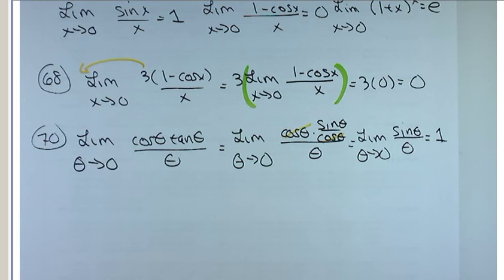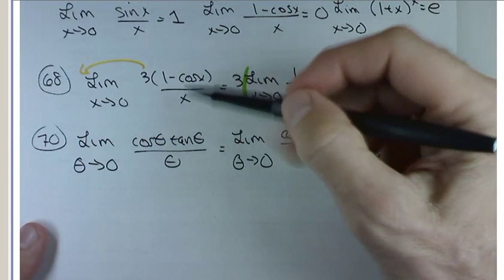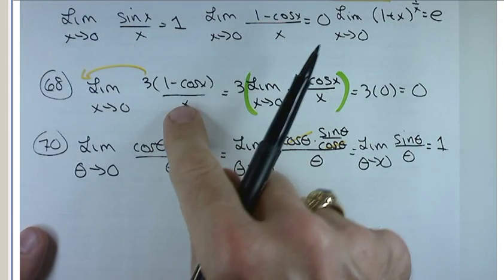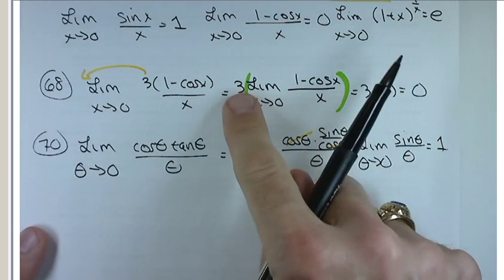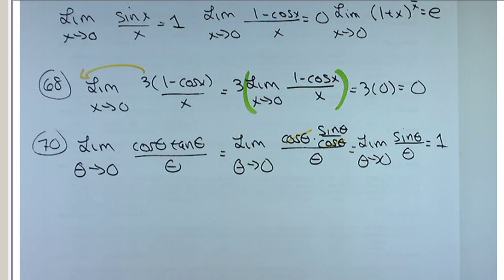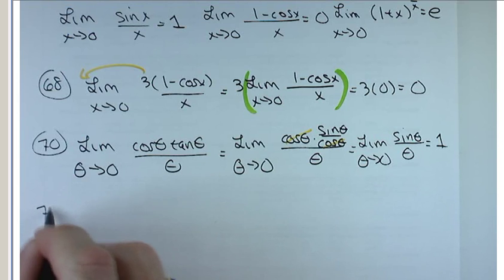Just to clarify, say for 68, instead of 1 minus cosine x, if that were just the sine, so it was 3 times sine of x over x, we would just do 3 times 1? Yeah, exactly. That's exactly right. So that's how I want you to use these things. If this was 3 times sine of x over x, then over here I'd have 3 times 1, which would be 3. So, perfect. Let's try problem number 74.